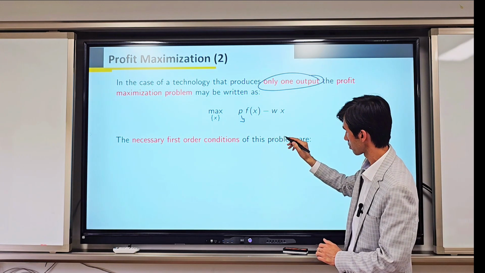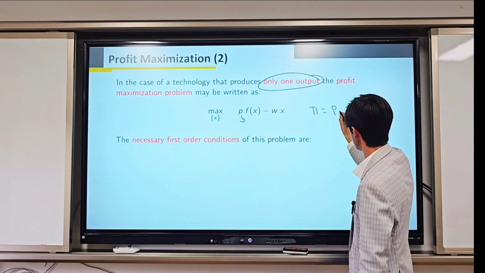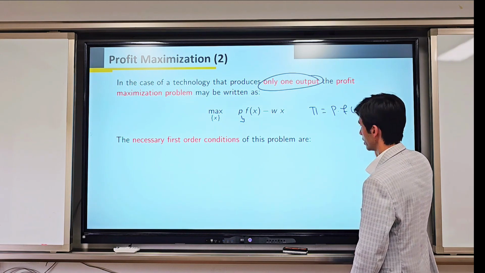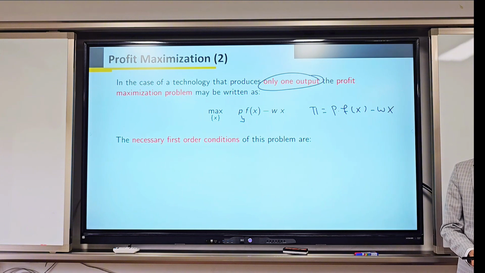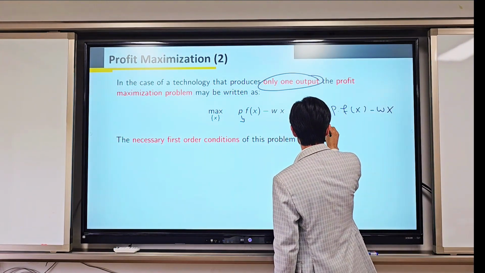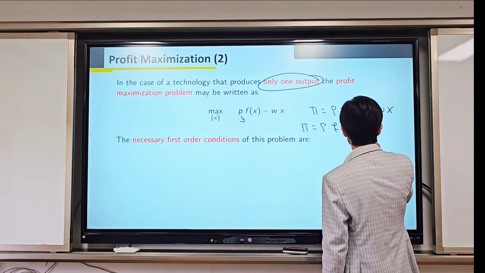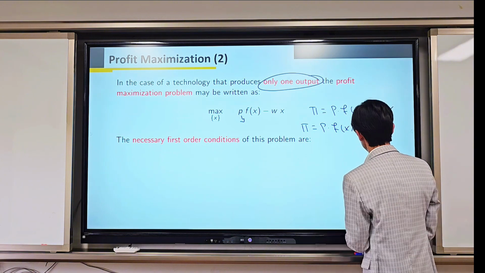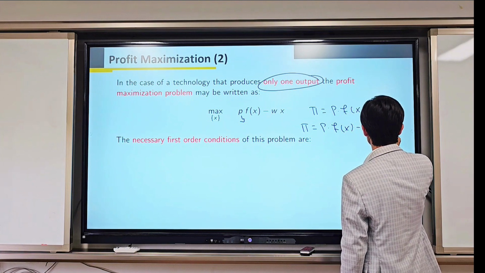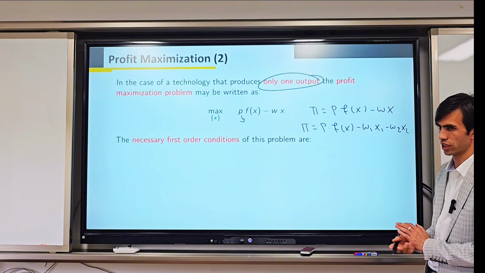We have this one, which is our pi. Our profit is equal to P multiplied by f of X minus Wx. Or, let's make it more general, f of X minus WL, sorry. For example, if we have two inputs, W1x1 minus W2x2. This is our profit function.